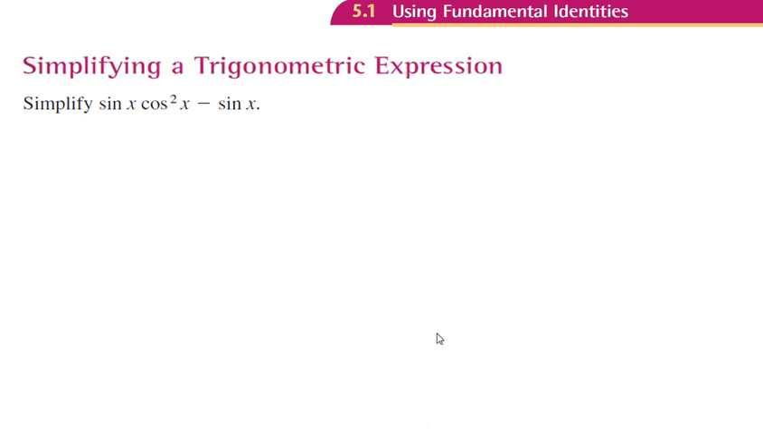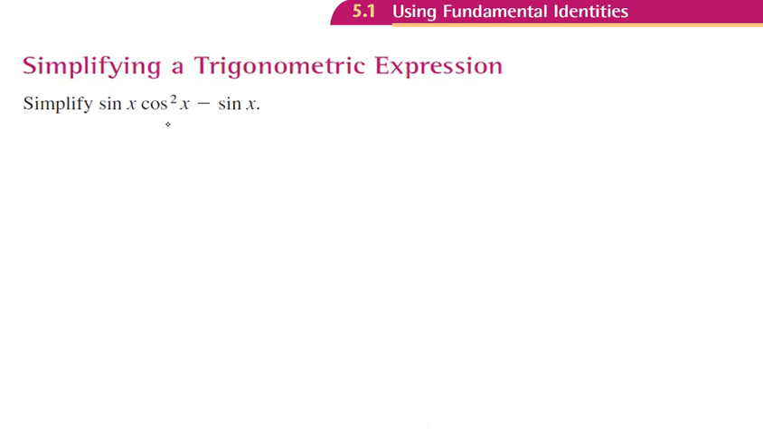Let's go ahead and simplify this trigonometric expression, which is sine of x times the cosine squared of x minus sine of x. There are a lot of techniques for simplifying trigonometric expressions, and I'll point those out as I go. At the end of this section, and even in section 5.2, we'll come up with a checklist of all the different techniques. Right now, for every example we try, it's going to be a different technique and a different way that you can simplify it.